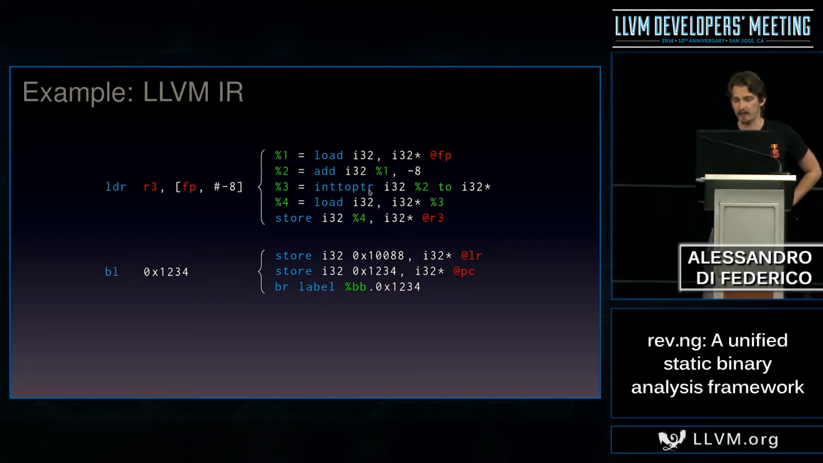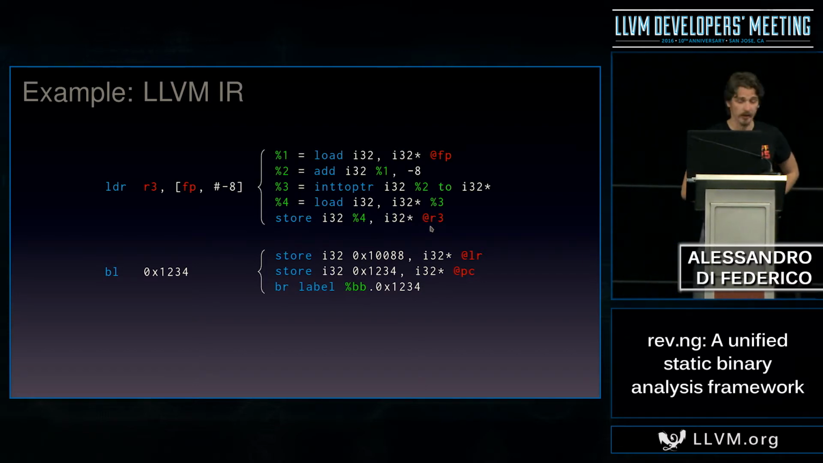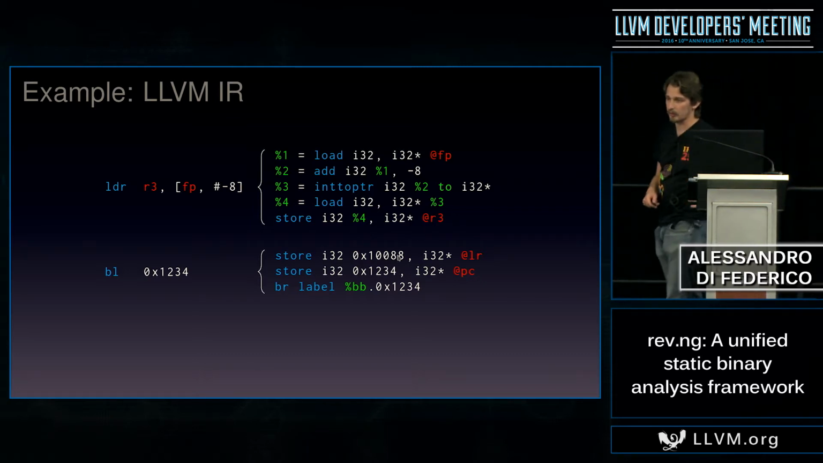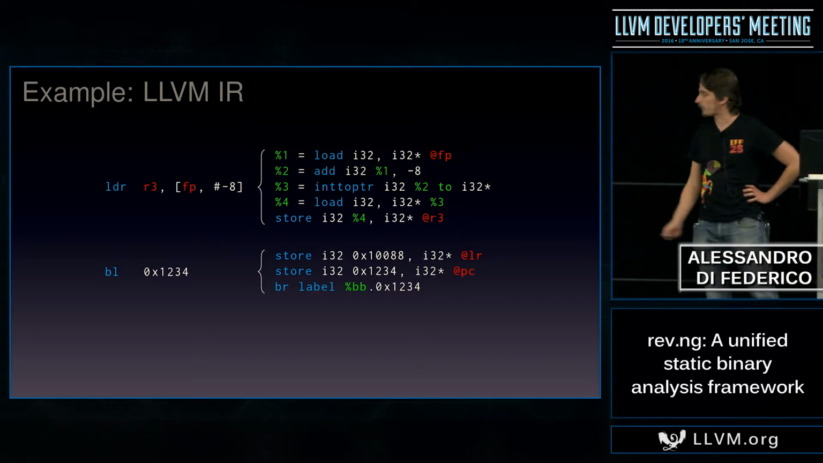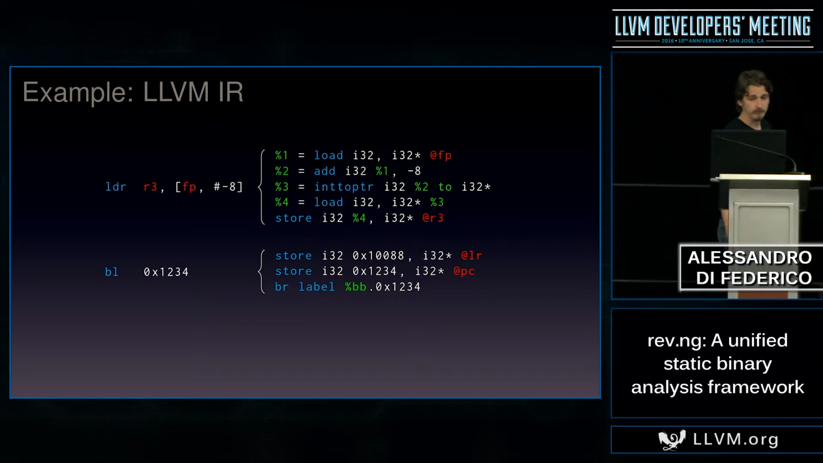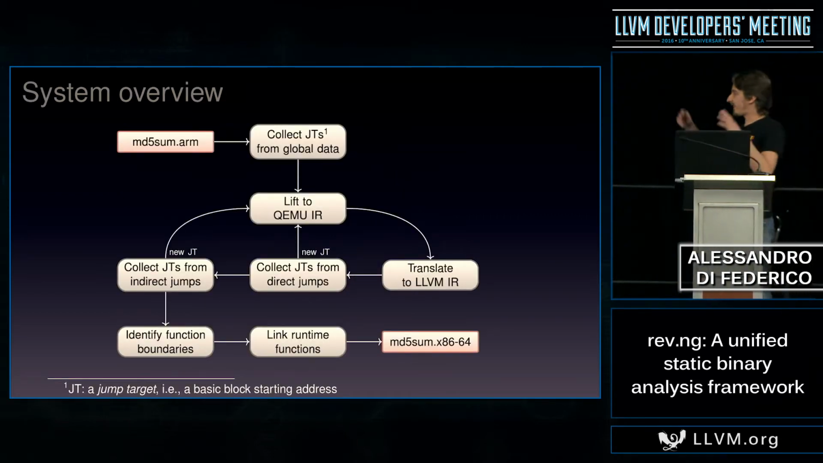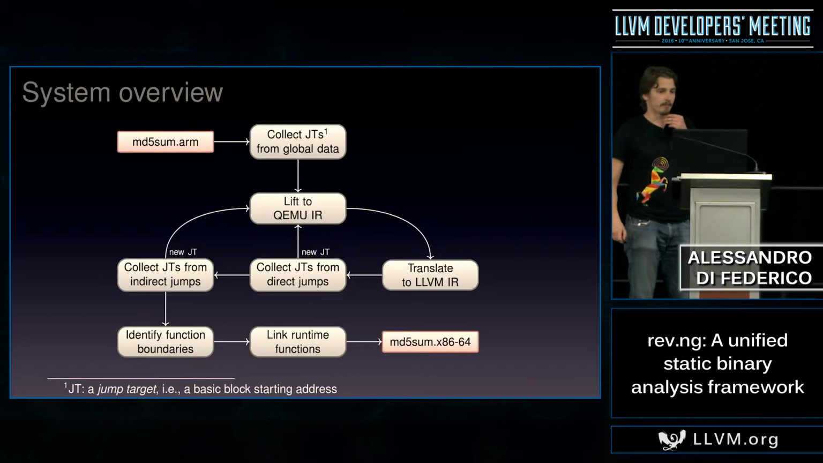We add -8, we convert to a pointer, we perform the load, and we store the result back to R3. Same thing for branch and link, nothing special. We're writing into the global variable corresponding to the link register and to the program counter. OK. So let's see a general overview of the system, how it works.